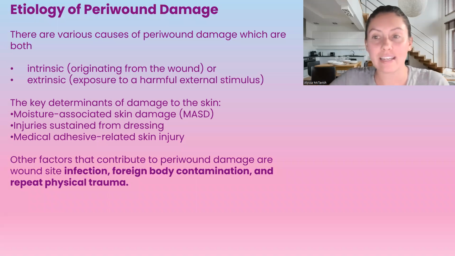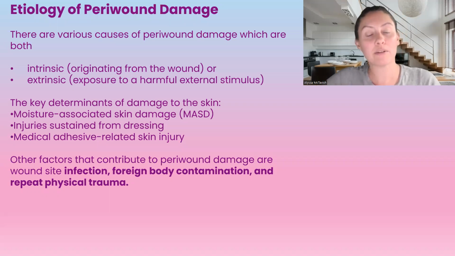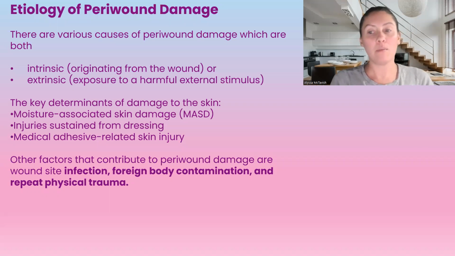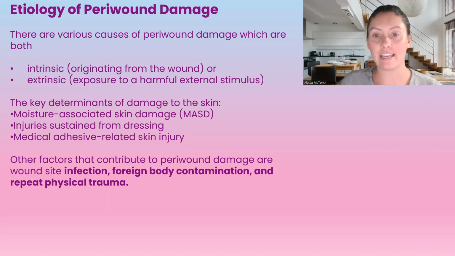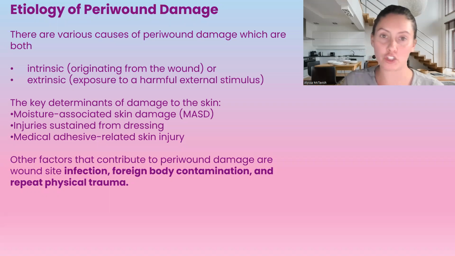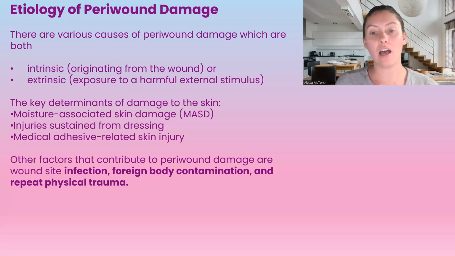So what causes peri-wound damage? There are various factors that can come into play with peri-wound damage. There's intrinsic factors, which originate from the wound, or extrinsic, which is harmful stimuli. Moisture-associated skin damage is coming from the wound, so it's intrinsic, and it's causing damage to that outer tissue. Injuries sustained from a dressing would be extrinsic. It's an outside force.